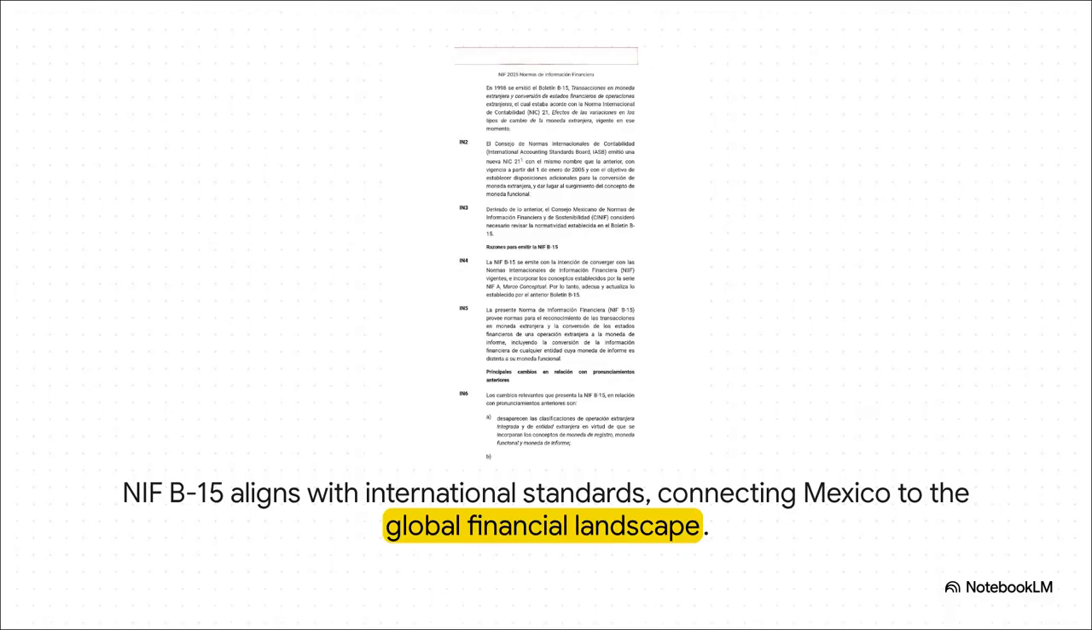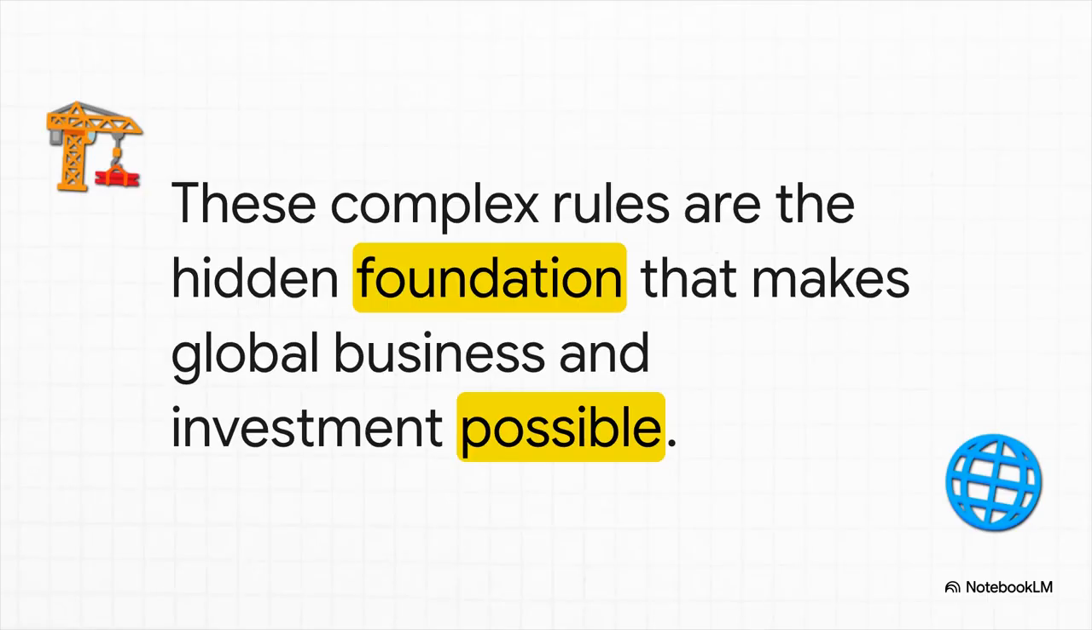And this isn't some random rogue standard. As the document itself points out, NIF B-15 is specifically designed to align with global standards. That connection is vital. It's what plugs Mexico's financial system directly into the rest of the world, making it a reliable and attractive place for global investment. So when you boil it all down, what looks like a super dry technical document is actually a critical piece of the world's financial plumbing. Without these clear, consistent rules for translating money, the kind of global trade and investment we all take for granted, it would just grind to a halt.